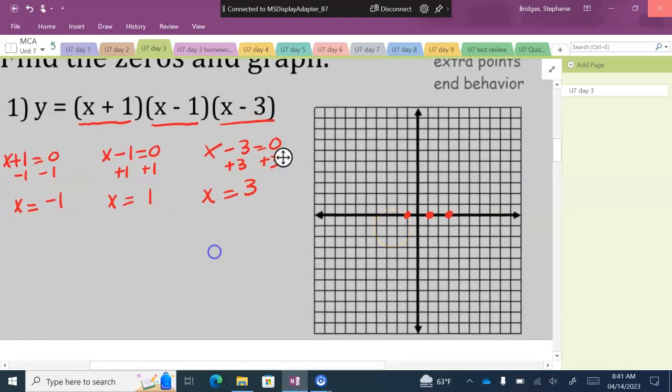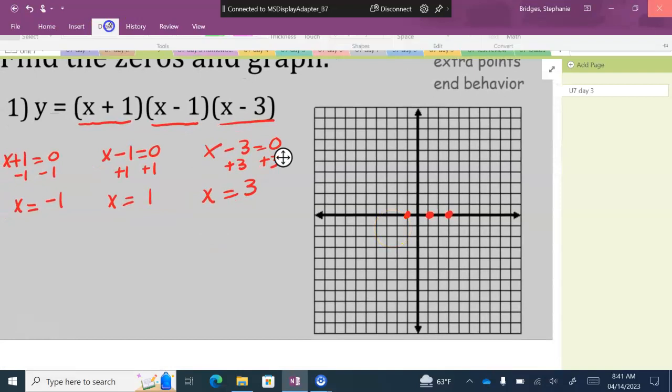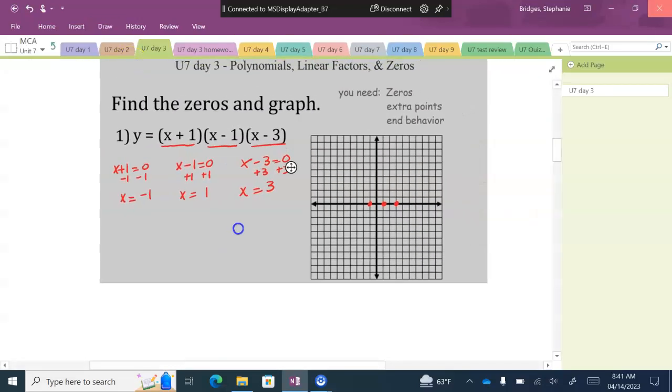Hold on. It's not working again. I'm trying to make it a little bit smaller so I have more room to... All right, there we go.